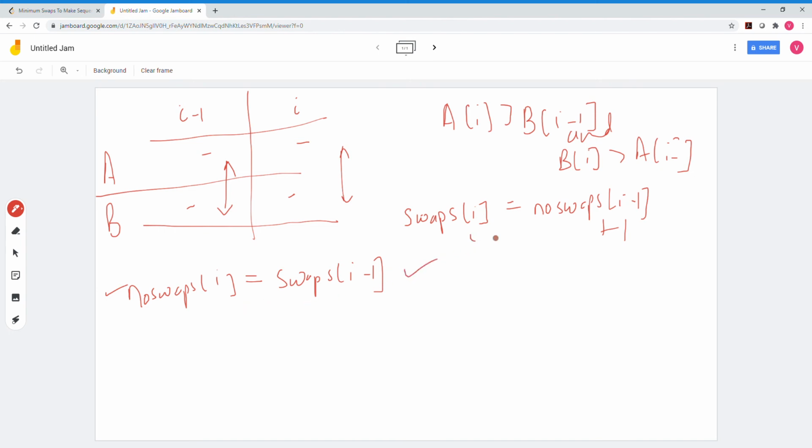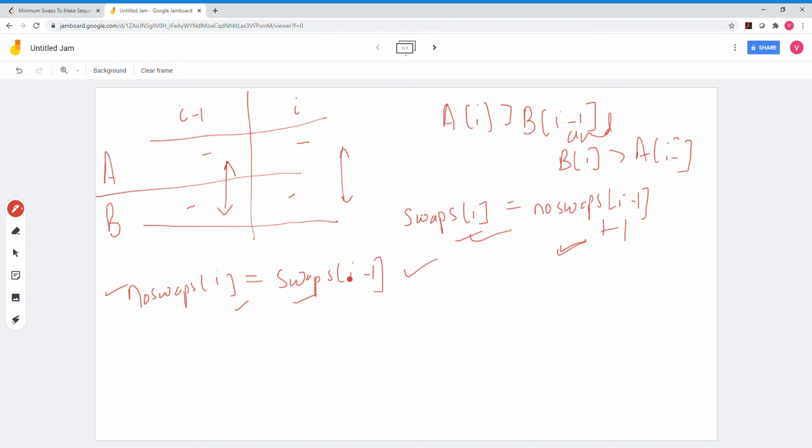So we have two more equations over here. Each time, while calculating swaps of I, we will take the minimum of this value as well as swaps of I. So that in the end we get the minimum number of swaps and return the minimum number of swaps.